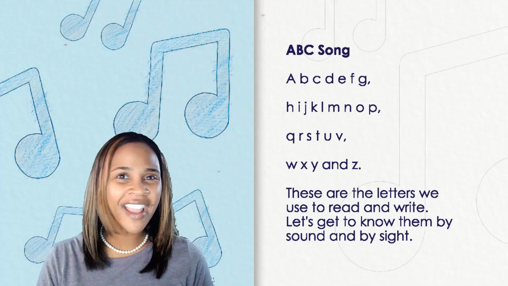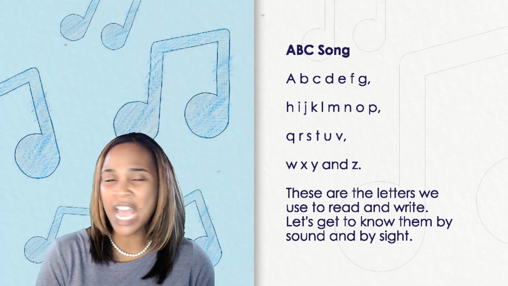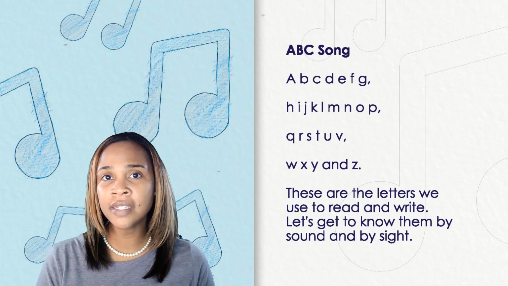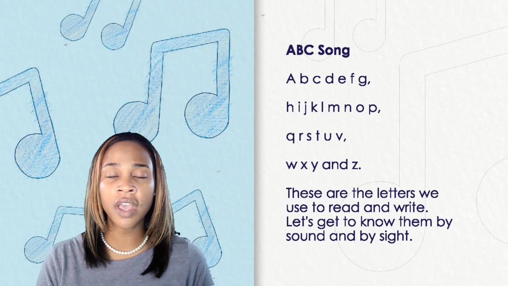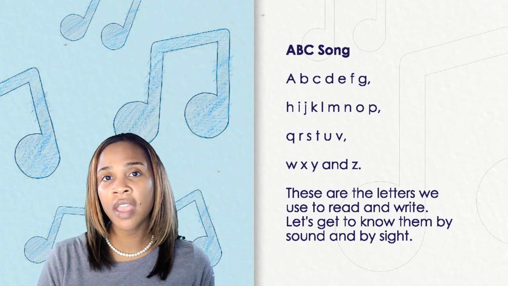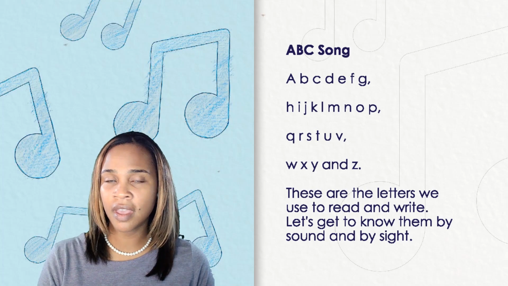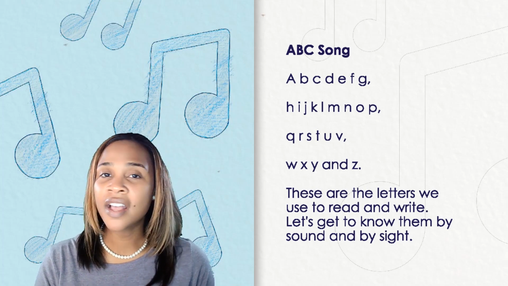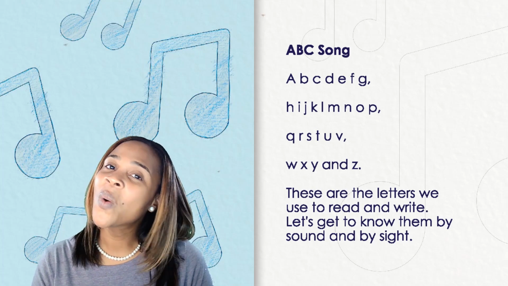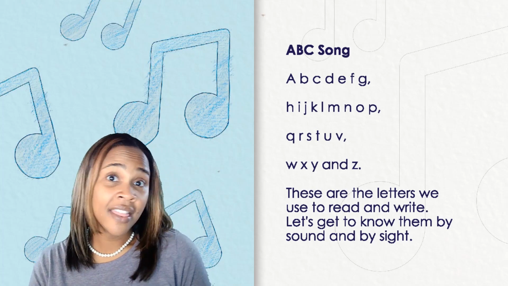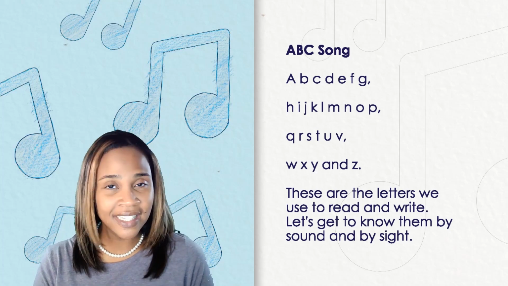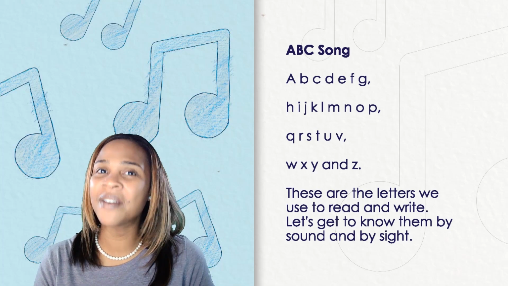Transition song. All right, get ready to sing with me. It's time to sing our ABC song. A, B, C, D, E, F, G, H, I, J, K, L, M, N, O, P, Q, R, S, T, U, V, W, X, Y, and Z. These are the letters we use to read and write. Let's get to know them by sound and by sight.